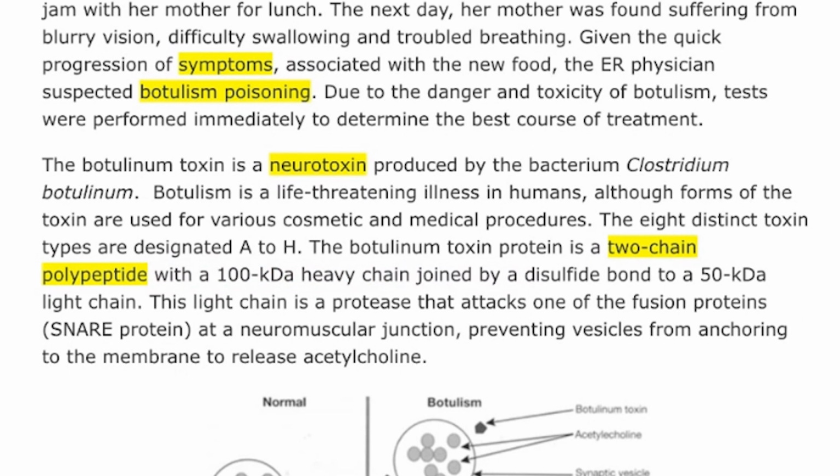I also see disulfide bond. I'm like, that's super MCAT testable. Maybe they'll ask me about reducing or oxidizing conditions. Maybe I wonder what conditions would proteins denature, such and such. And then this idea of this protease. So I might highlight protease. This light chain is a protease, and it ultimately prevents vesicles from releasing acetylcholine.